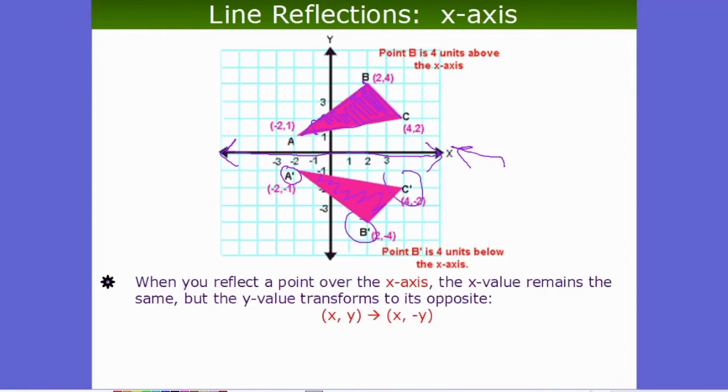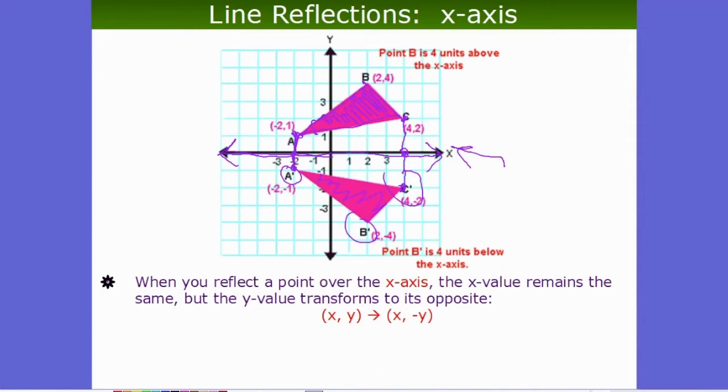Now I know we can see it. And basically what you could do is you could say, okay, here is my line of reflection. Pick any point you want and see how far away it is from that line of reflection. And then go on the opposite side of that line that same amount, and you will get the image point. Over here, my C is 2 units away. I go to that line of reflection and go 2 in the opposite direction.